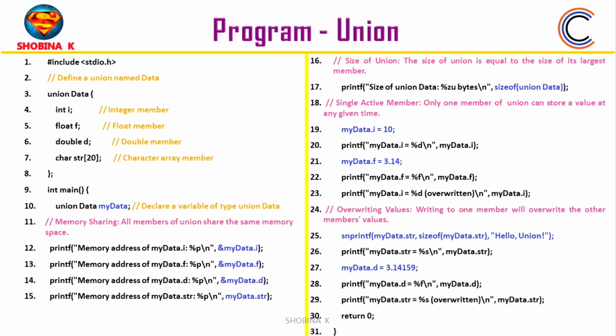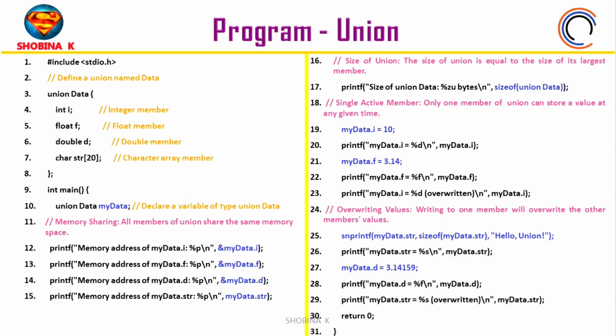In the main function, we declare a variable myData of type union data. The lines 12 to 15 print the memory addresses of union members. And all these addresses should be the same, showing that all members share the same memory space. Line 17 prints the size of the union data using the sizeof operator. The size of a union is the size of its largest member, the character array str, 20 bytes in this case.